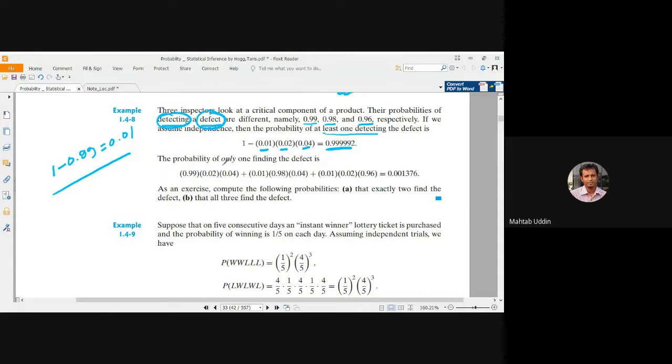Then another: only one finds the defect, that is one successful, two fail. But for one successful, two fail, what is the probability? We can consider first one successful, or second one successful, or third one successful. If one is successful, the rest two fail. First we consider the first one successful, second and third fail. Second successful, first and third fail. Third successful, first and second fail. That is, in every case one successful, two failed, right? You understand? Yes, sir. That is the probability of exactly one successful.